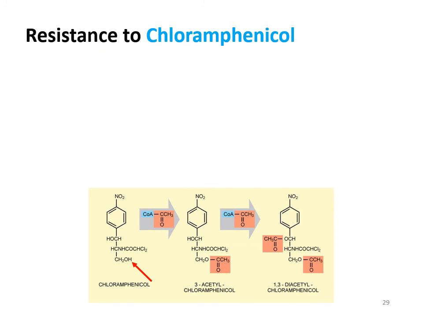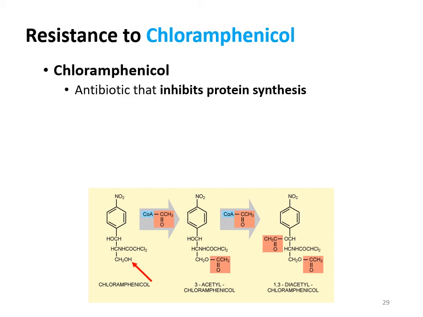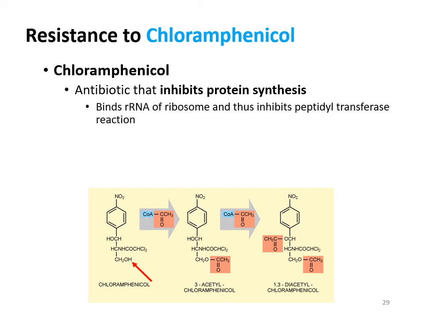The next resistance that you have to know is how bacteria resist chloramphenicol. But like I said, the first thing you always want to ask yourself is, how would this antibiotic try to kill the bacteria? And the way chloramphenicol works is it's an antibiotic that inhibits protein synthesis. So what it does is it will bind to that rRNA of the ribosome and block the reaction of building the protein. Now the way it does that is through this OH right here. So this whole structure is chloramphenicol, and it has this OH here that allows it to bind to the ribosome and block the bacteria's protein synthesis.